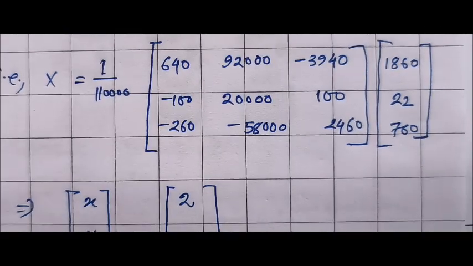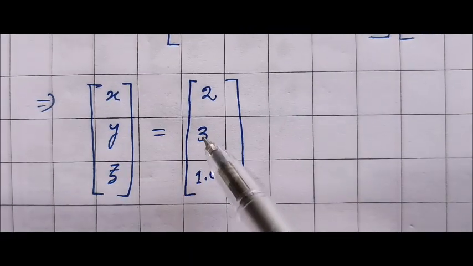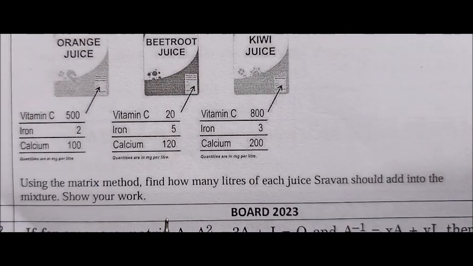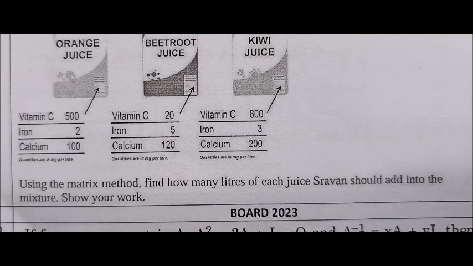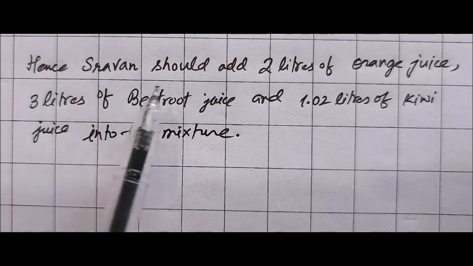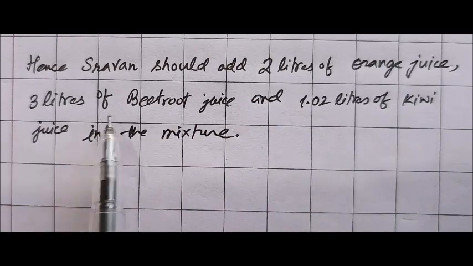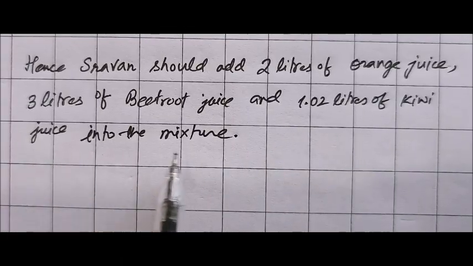If we multiply it with B, we get the value of x, y, z as 2, 3 and 1.02. You see in the question, find how many liters of each juice Shravana should add into the mixture. So ultimately we should write down, hence Shravan should add 2 liters of orange juice, 3 liters of beetroot juice and 1.02 liters of kiwi juice into the mixture.